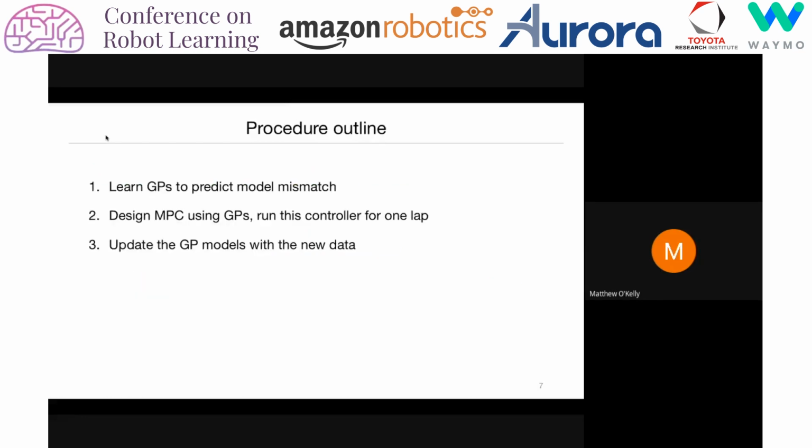In what follows, I will walk through our iterative learning approach. There are 3 steps. First, we learn GP models to predict the model mismatch.